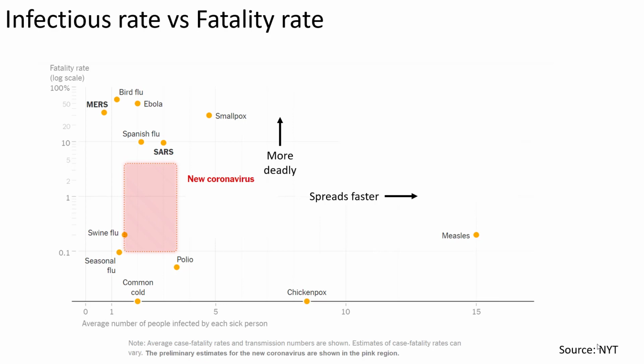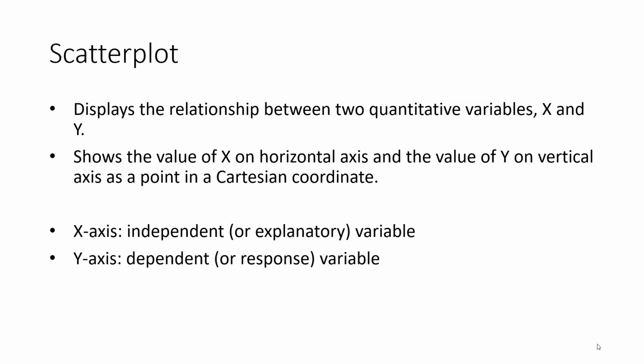At the time of recording, the whole world is still fighting against coronavirus. Because it is still unknown how contagious and deadly the virus is, there is a box to represent its uncertainty. Therefore, a scatterplot can help us visualize the relationship between two quantitative variables on a Cartesian coordinate. The location of a point on the horizontal and vertical axis represents the value of each pair of data.